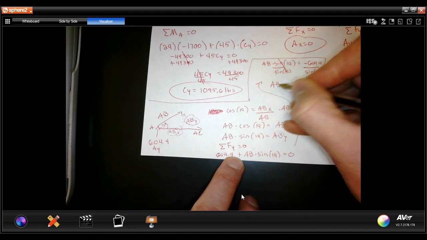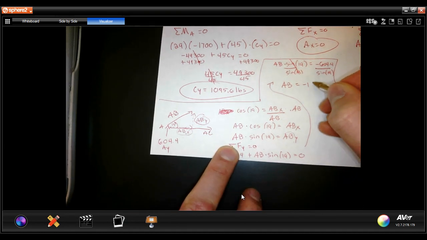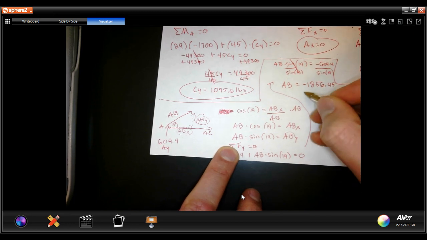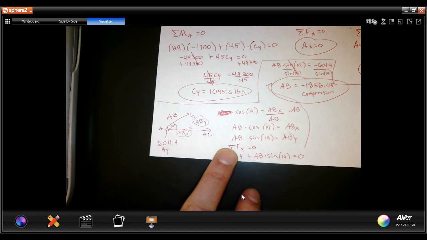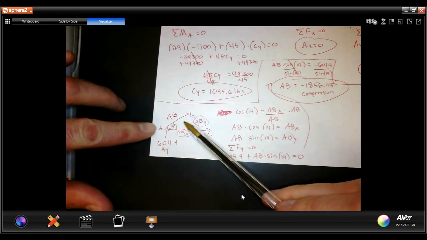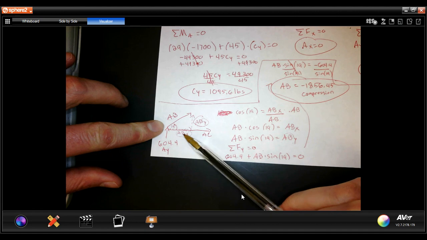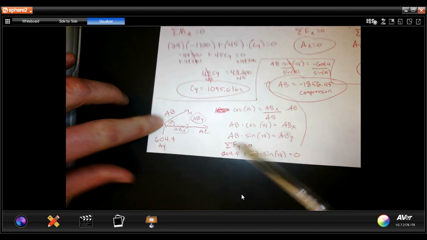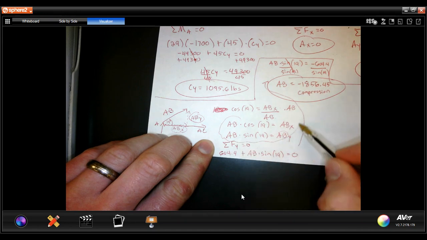So AB is equal to negative 1,856.45. And because it's negative, it's in compression. So what we did is we looked at just the component forces of AB. AB has a component force in the x direction and the y direction. And then we wrote two equations. Here are the two equations.